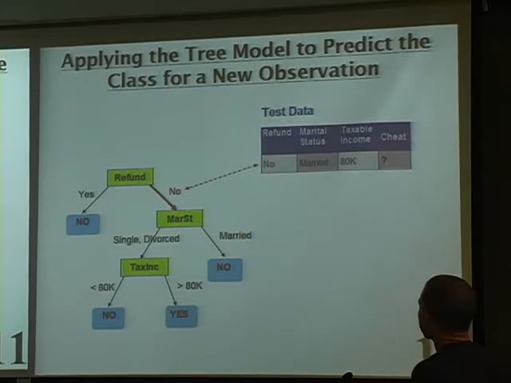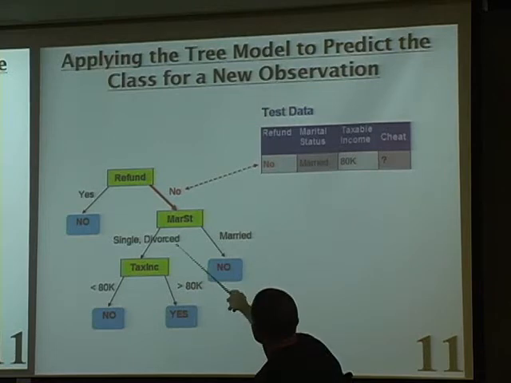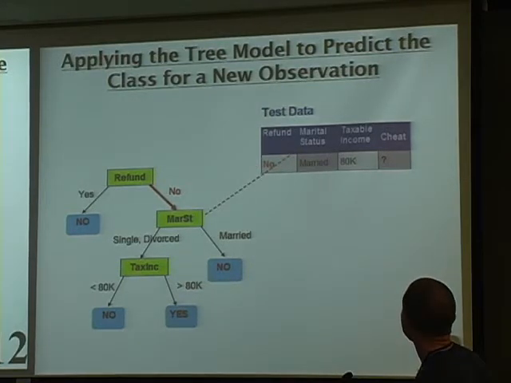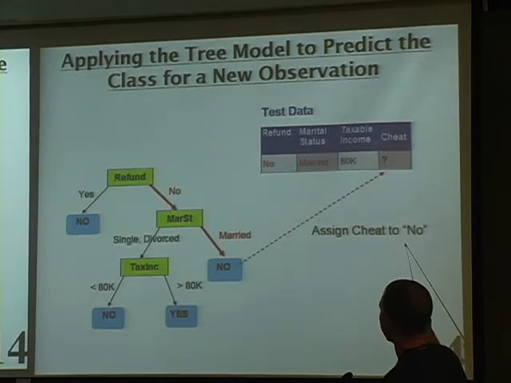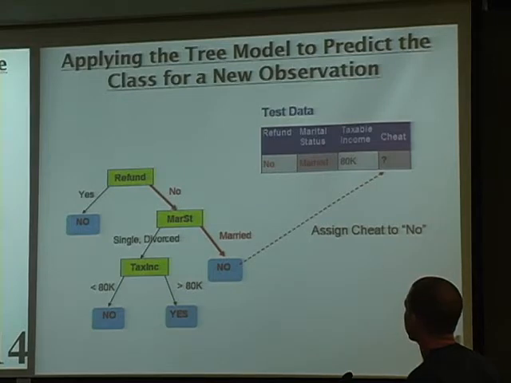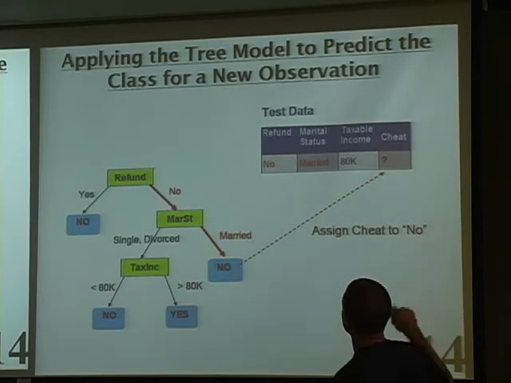And then I ask about his marital status, right? Is he married or is he single and divorced? And this person happens to be married, so I follow him out here. And then the last thing to say is, well, that's it, right? Because he did not request a refund and he was married, so I conclude that he's not going to cheat. I didn't even have to look at his taxable income in this case, because knowing that he didn't request a refund and he was married is enough for this tree to predict, no, he's not going to cheat.